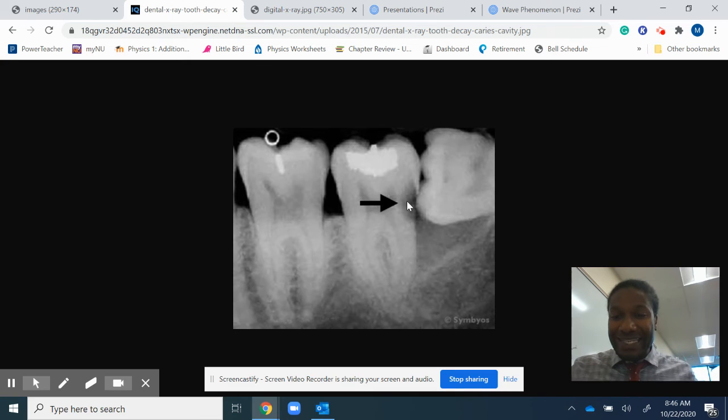So generally when you're looking at these dentist x-rays, you're looking for spots where the tooth is missing here, or the tooth is decaying here, and I can tell because it's not so white.